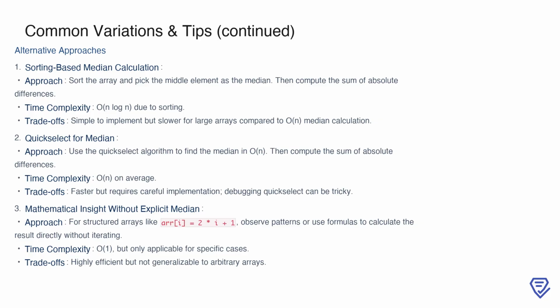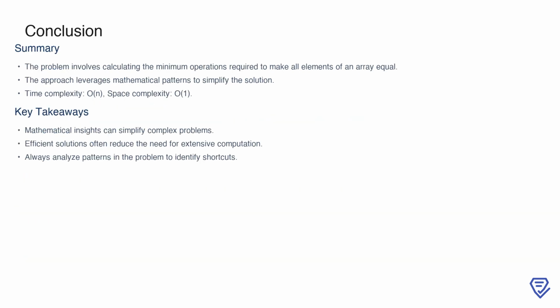For those looking for an even more efficient solution, a mathematical insight can be applied for this specific problem. Since the array structure is predefined as ARR[i] equals 2*i plus 1, you can directly calculate the result using patterns or formulas. This achieves O(1) time complexity but is limited to structured arrays like this one and cannot be generalized. Each of these methods has its trade-offs, so choose the one that best fits the problem constraints and the context of your solution. That wraps up our solution to minimum operations to make array equal.